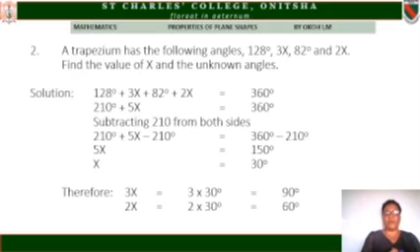So therefore, the question said that we have to find the value of x and the unknown angles. So we've gotten the value of x, which is 30 degrees. Now 3x, what is 3x? 3x is equal to 3 times 30, which is 90 degrees. And then 2x will give us 2 times 30, which is 60 degrees. If you sum it now, 128 degrees plus 82 degrees plus 90 degrees plus 60 degrees, we are going to get your 360.